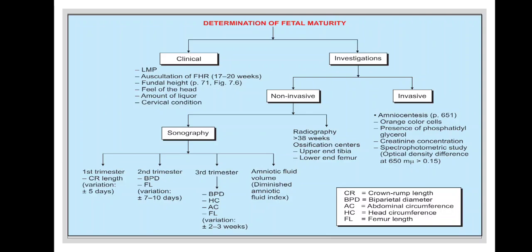Then you also look at the amniotic fluid volume. Then radiography: at more than 38 weeks, you'll also look at the ossification center, which is at the upper end of the tibia and lower end of the femur. Then invasive investigations include amniocentesis, where you're going to note orange color cells, presence of phosphatidylglycerol, creatinine concentration, and spectrophotometric study.